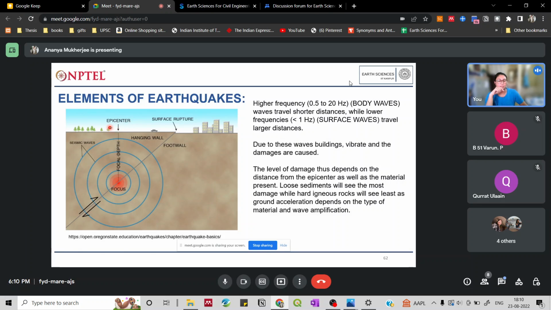So suppose there is any construction near the epicentral area, a lot of damage will be caused here, because the waves are traveling right towards the epicenter, and the area that is being affected is close to the epicenter. As we go away from the epicenter, the damage decreases, because the waves that are propagating start attenuating as you go far away from the focal point or the epicenter.